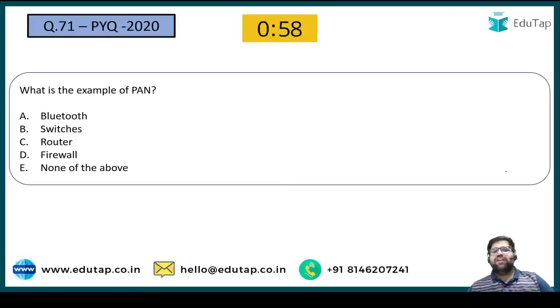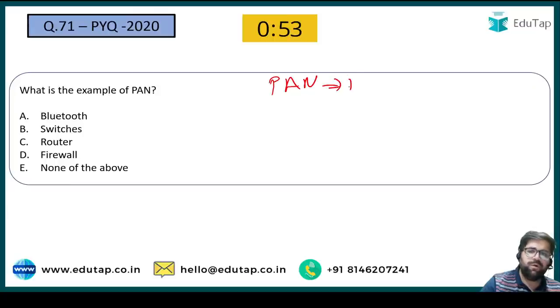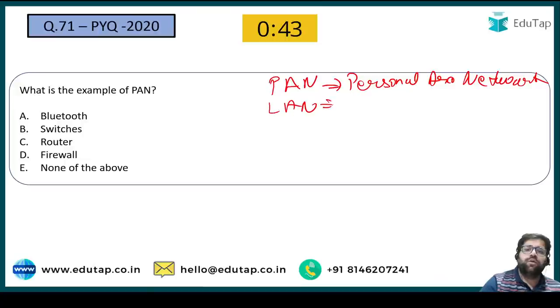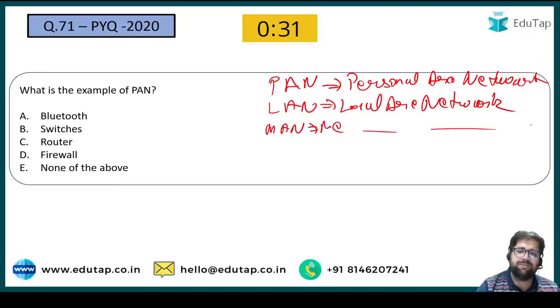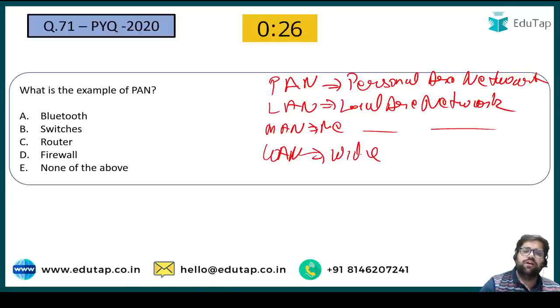Now we are coming to very different types of networking. The first is your PAN, personal area network. I hope you know about it. Then you have your local area network. Then you have this particular thing which is known as your metropolitan area network. Then you have your WAN, that is your wide area network. So these are certain very important network types.